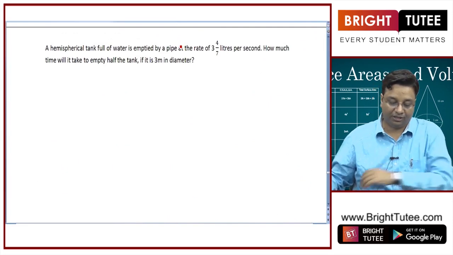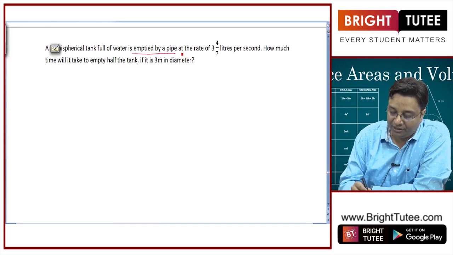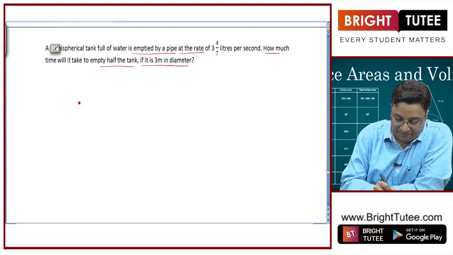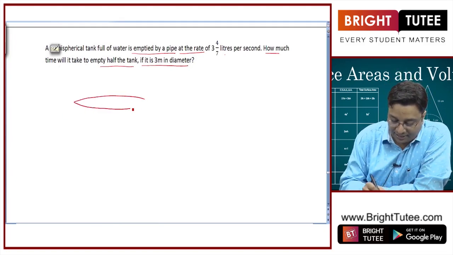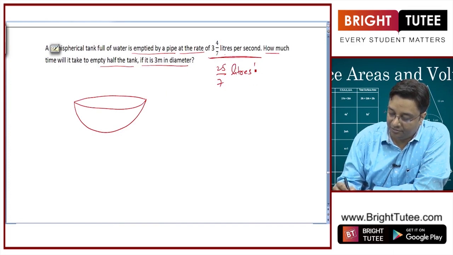Okay, let's look at this question now. A hemispherical tank full of water is emptied by a pipe at the rate of 3 4 by 7 liters per second. How much time will it take to empty half the tank if it is 3 meter in diameter? Okay, there is a hemispherical tank and it is emptied by a pipe at this rate, right? So this rate is 25 by 7 liters per second.